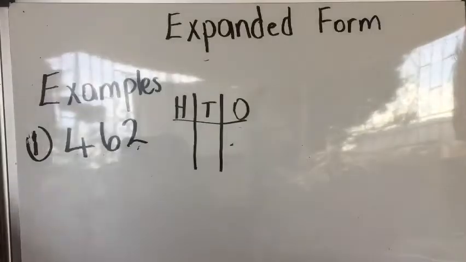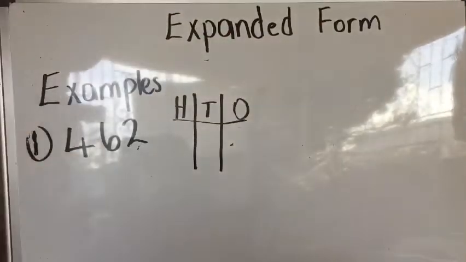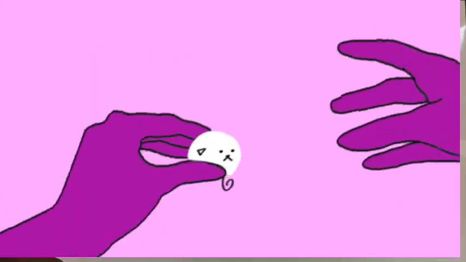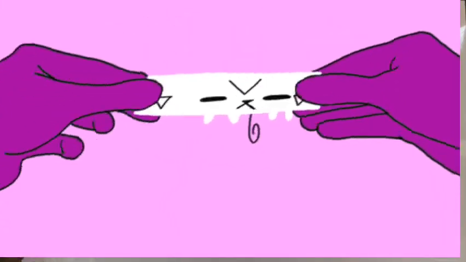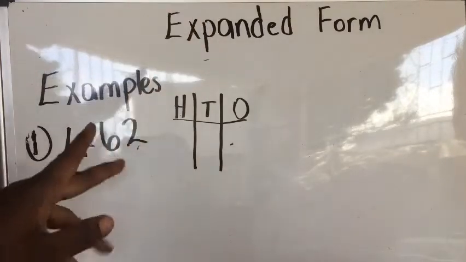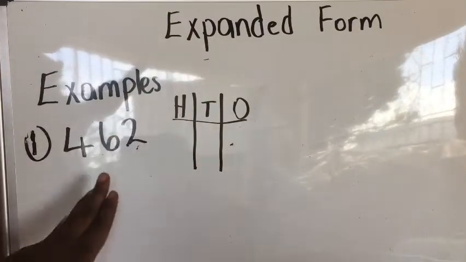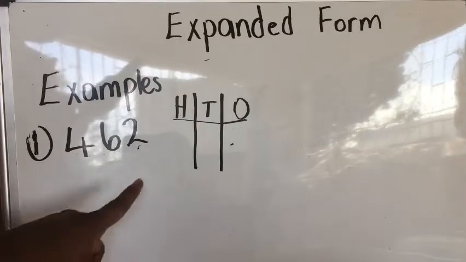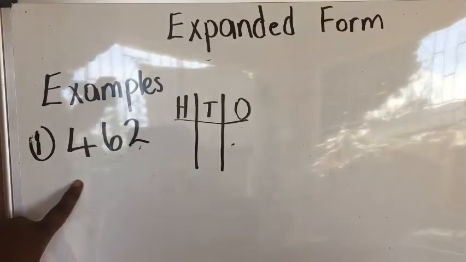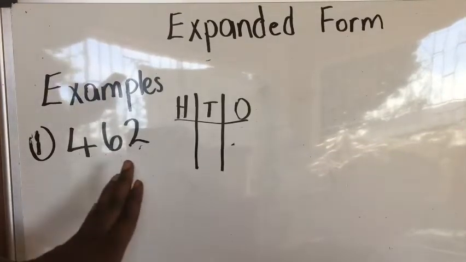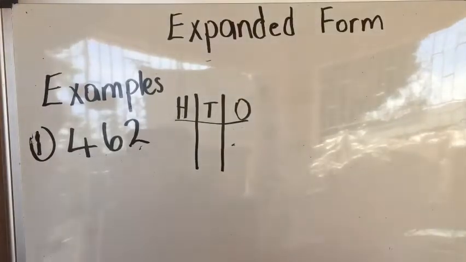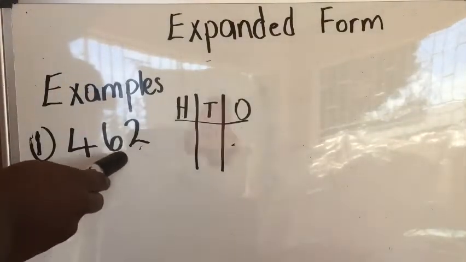So students, expanded form means to stretch or to make it bigger, right? So that you can see what is taking place. So expanded form is a way to look more closely at a number to find out what each digit is worth. Each of these digits, you want to know what it's worth, so we are going to expand it. All right. So right now, as you can see, you see 462.